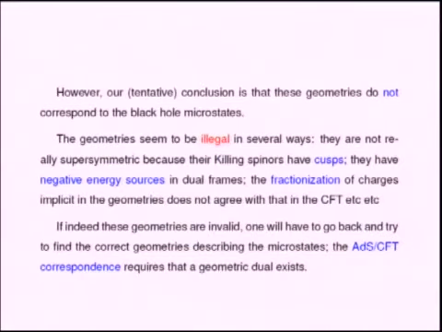So, at this point, it's a tentative conclusion, but we think that these geometries are not really valid, and that one would have to go back to the drawing board. I mean, they've pushed this various ways. Sorry, could you repeat what you said? In one frame, they're just smooth black hole solutions with no sources.